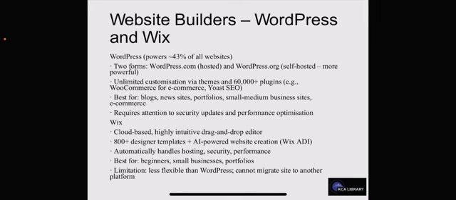WordPress apparently powers 43% of all websites, close to half of all websites, and it has 2 forms. We have WordPress.com and WordPress.org. WordPress.com is known as the hosted version, while WordPress.org is known as the self-hosted version, and it is more powerful.